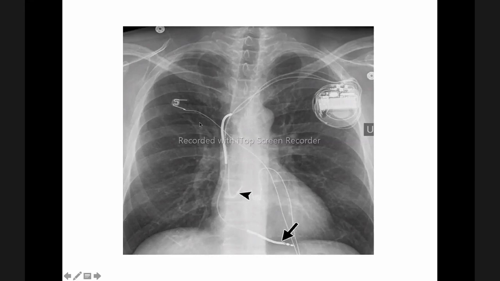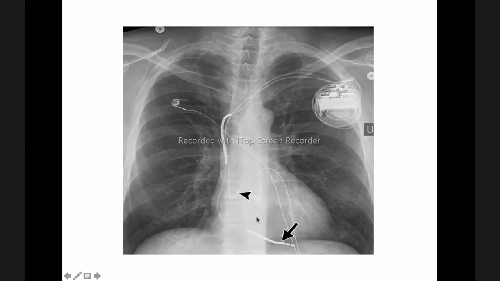Don't be confused by this thing. This one is just an electrode. You know those ECG electrodes? This line here, you see, it's attached to the heart because it's supposed to be monitoring the way the heart is beating as you take care of the patient and do these procedures. So those are the two leads. One has gone to the atrium, one has gone to the ventricles.